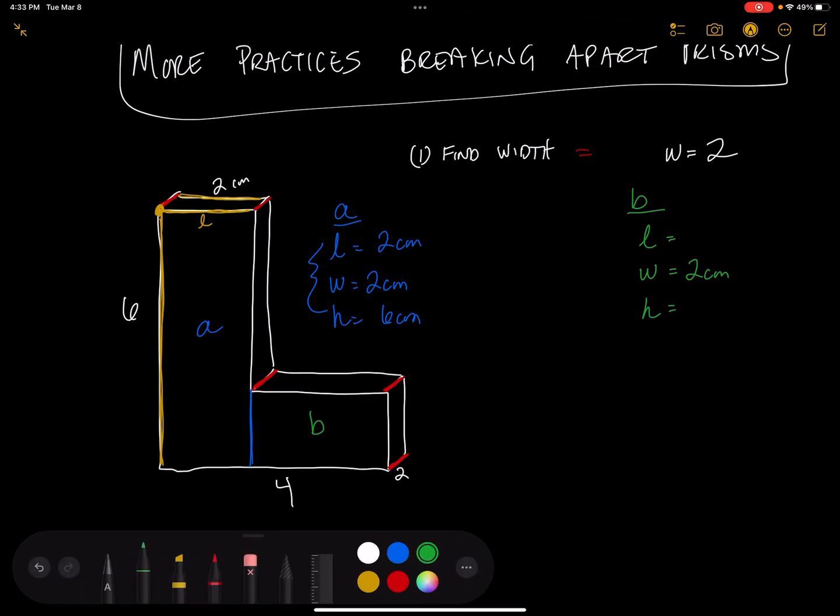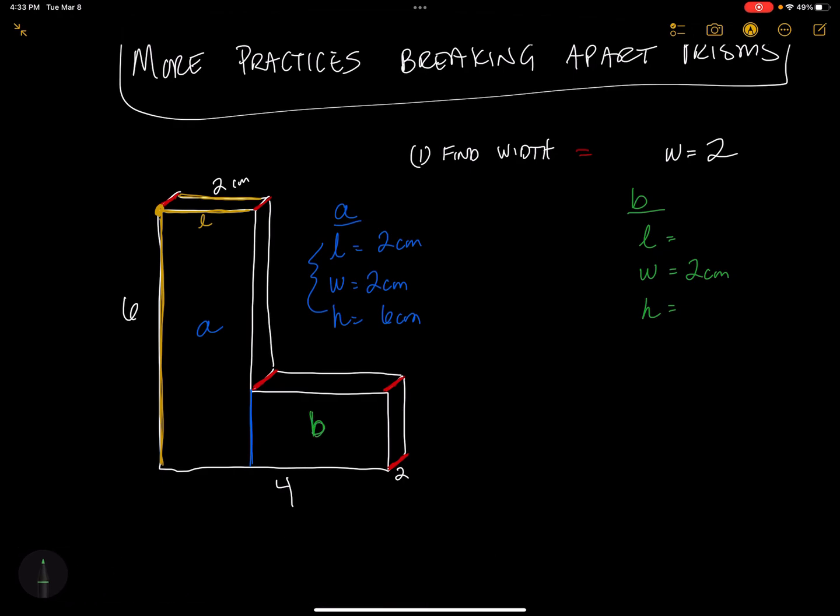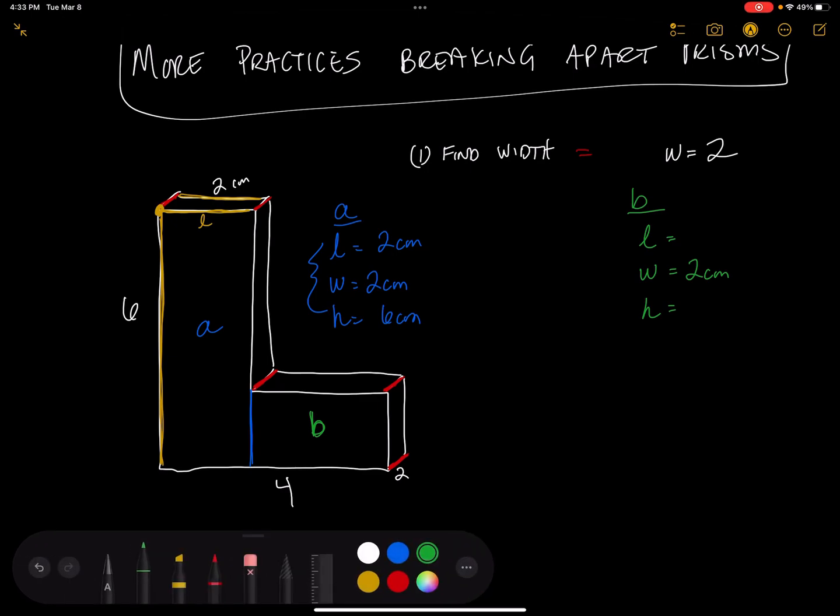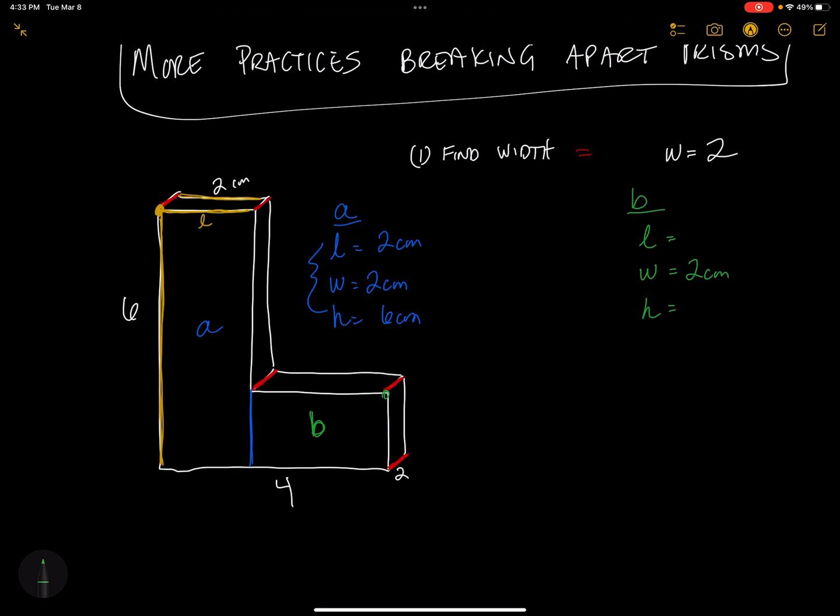Now let's go over to B. We need to find the length, the width, and the height for B. Well, we already know the width is 2. So now let's find our point. Okay, I'll just keep using green. We find a point that's got 3 lines to it, and first one we find is the left and right, like this. Our left and right, that is our length.